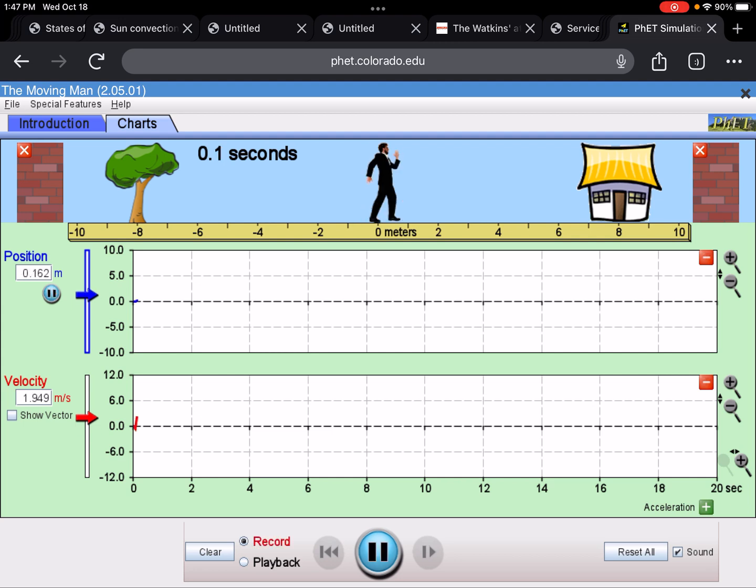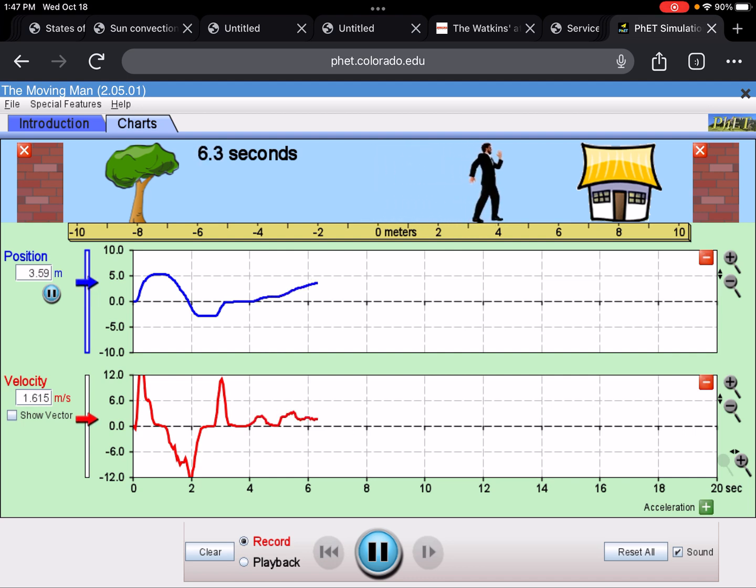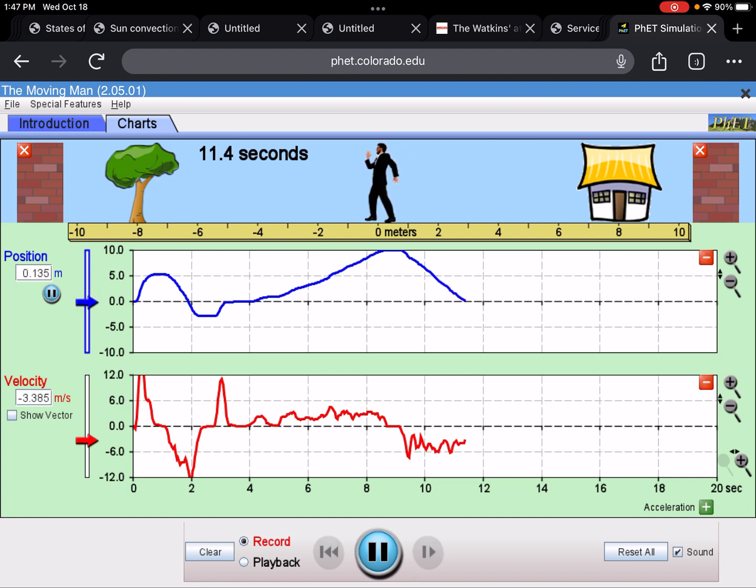Now, you will notice when you start moving your moving man around, we start to generate some graphs. See if you can notice what's happening when you move your guy around. What does that do to the graphs?